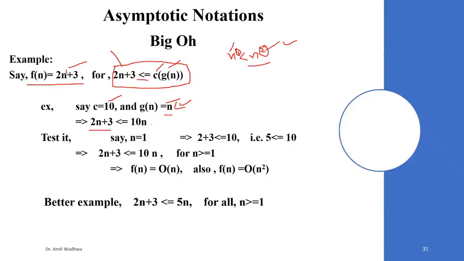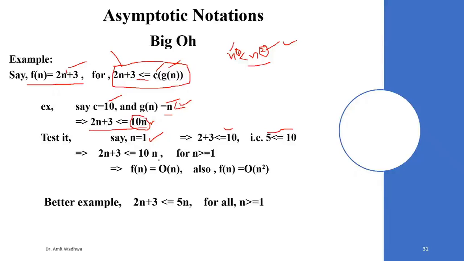So 2n plus 3, as per this formula, will be less than or equal to 10n. Suppose the value of n, that is n naught, is 1. In that case it will be 2 plus 3, which is 5, and on this side it will be 10. So 5 should be less than or equal to 10. That is the condition that we have figured out, so this is true. So we can say that this 10n can be our required value of c and g(n).